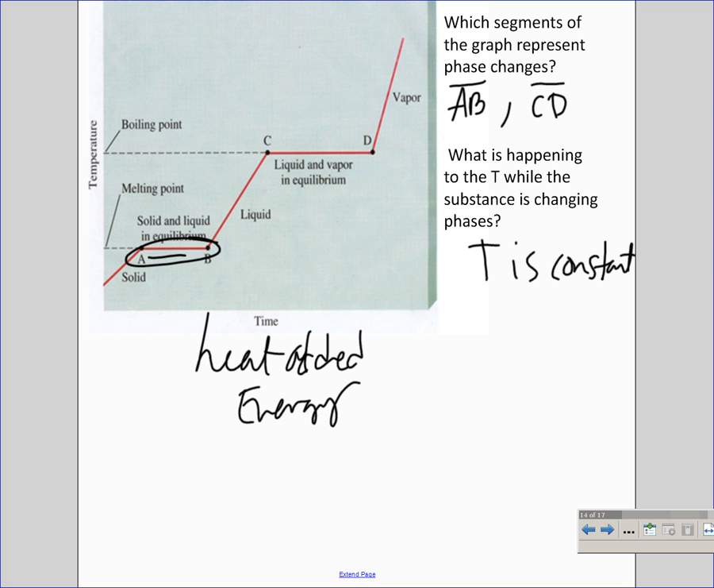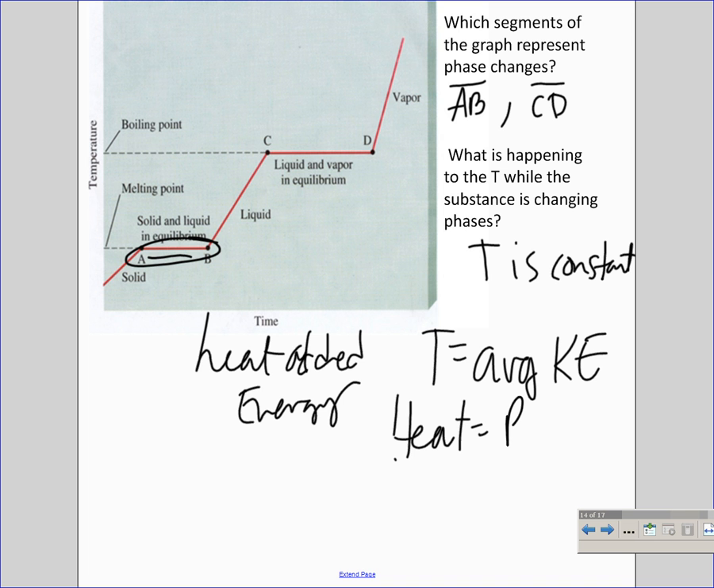So I'm putting heat into this. The heat is not going to be transferred to kinetic energy. So let's go ahead and write this part down. Temperature equals average kinetic energy. Heat equals potential energy plus kinetic energy. What's potential energy? Energy that has within it. It's got the potential to do something, but kinetic energy is the energy of motion. It's actually moving around. That energy is its motion energy.